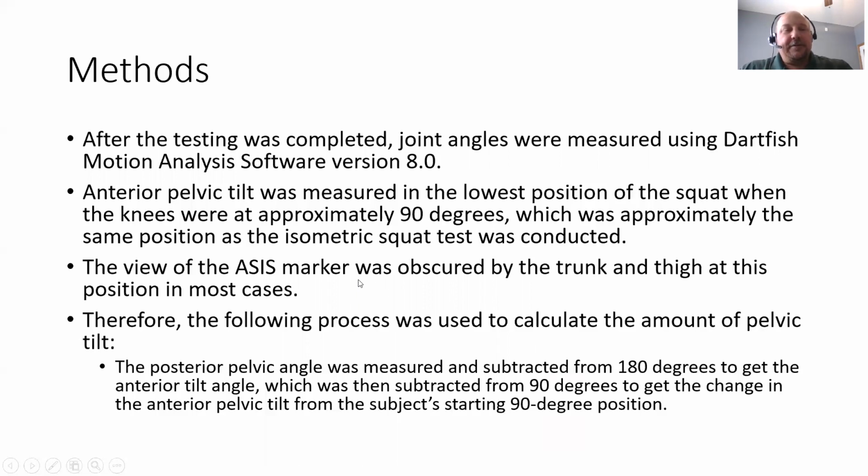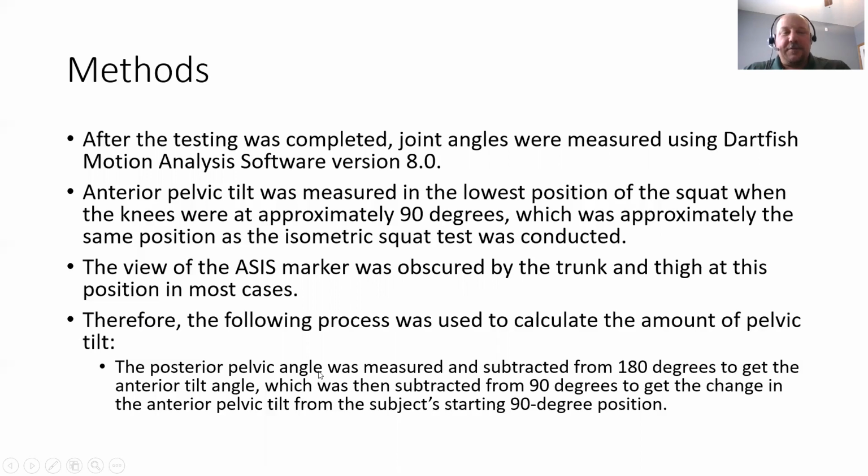Unfortunately, we found out through this that our ASIS marker was obscured by the trunk and thigh in most cases at the bottom of the squat. So we had to use a roundabout method to get that change in anterior pelvic tilt from what it was at the beginning. So we used this process.